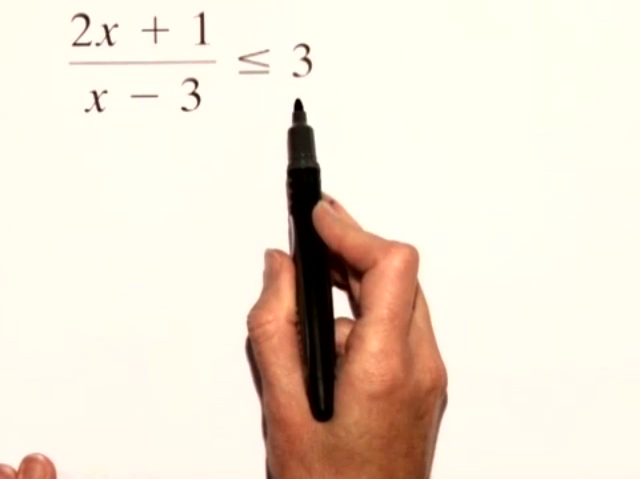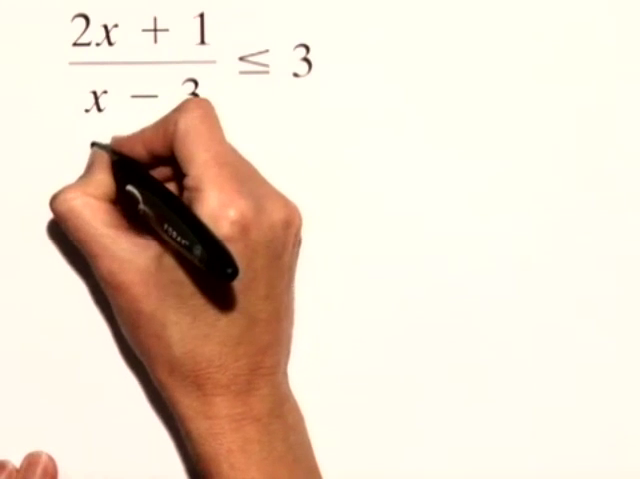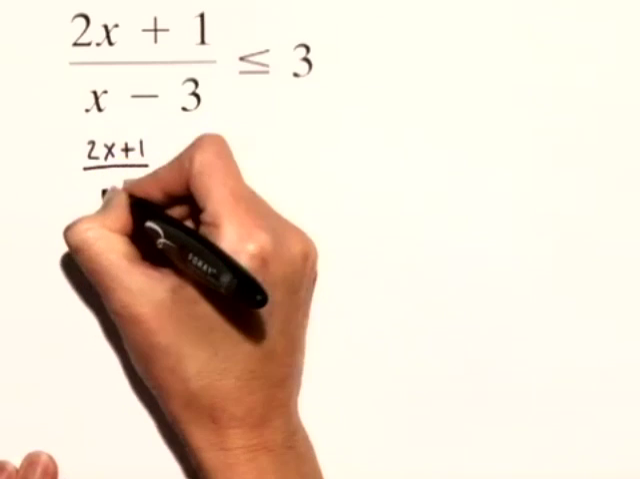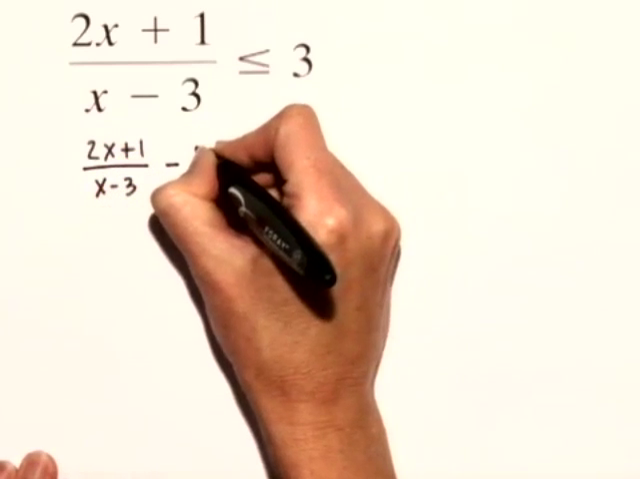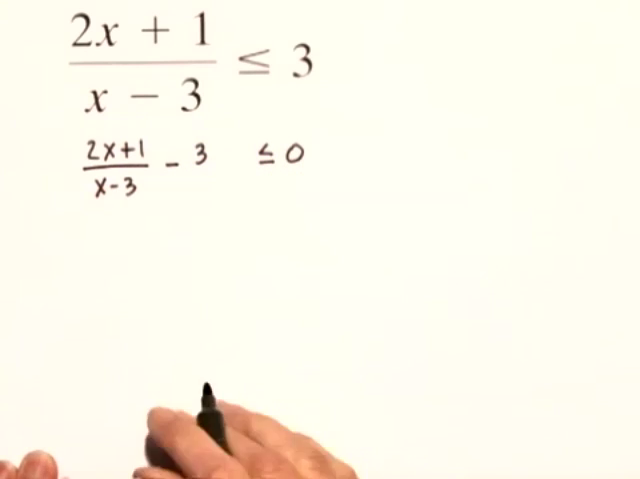Well, the first step we want to do is get one side equal to 0. So let's subtract 3 from both sides of this inequality. So we have (2x + 1)/(x - 3) - 3 is less than or equal to 0.